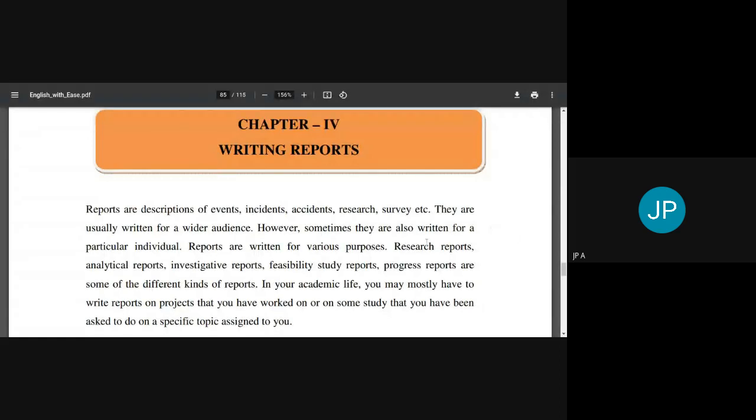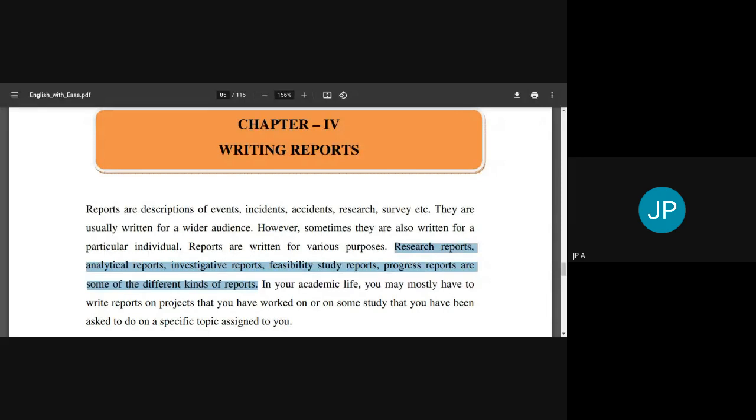So here in this chapter you may find that it is very difficult. There are so many different kinds of reports which are given here. Research reports, analytical reports, investigative reports, feasibility study reports, progress reports, many kinds of reports are mentioned here. The only thing we have to be aware of is event reports. That alone is needed, and it is very easy. What we are going to do is to just do event reporting.